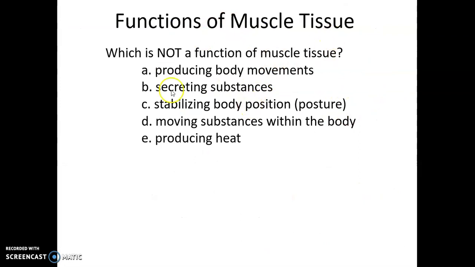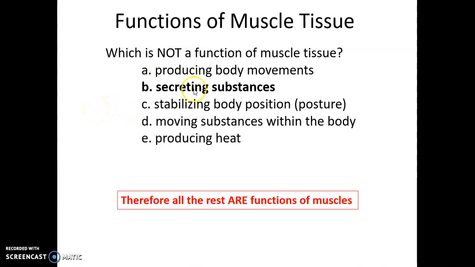All right, functions of muscle tissue. Which is not a function of muscle tissue? Turns out that is secreting substances. Muscle tissue doesn't secrete substances, which means the others are functions. So muscles do engage in producing body movements, causing physical structures of the body to move, such as the arms or legs. It does help in stabilizing body position. This is somewhat unconscious contractions of skeletal muscles, especially along the back, to give us our posture, whether it is good or bad posture.